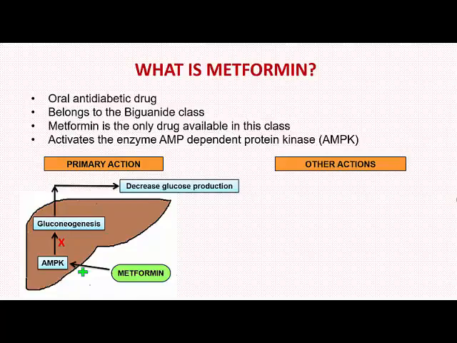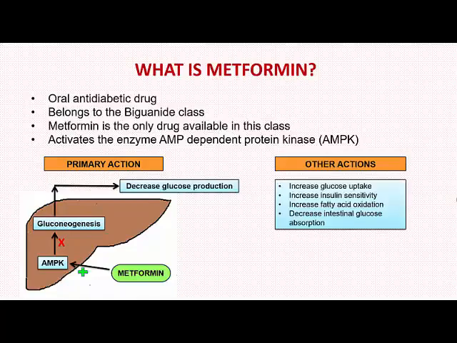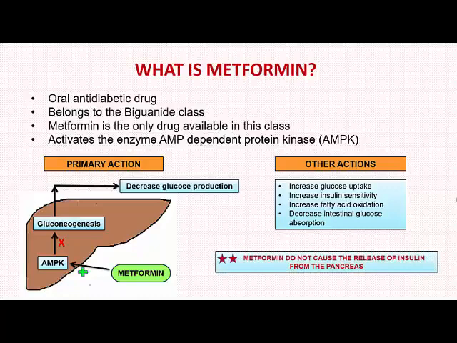It has a lot of other actions such as increased glucose uptake, increased insulin sensitivity, increased fatty acid oxidation and decreased intestinal glucose absorption. An important point to note is that unlike many other antidiabetic drugs, metformin does not cause the release of insulin and therefore it does not cause hypoglycemia.